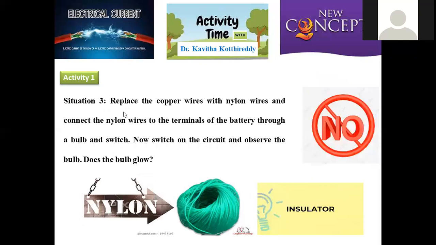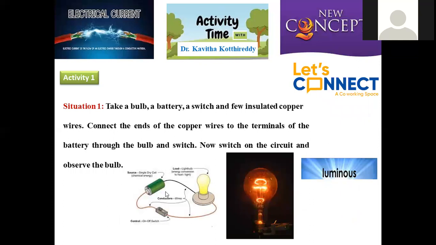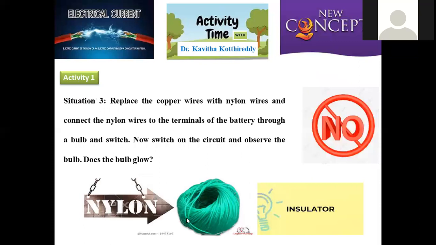So we enter the third situation in this activity number 1: replace the copper wire with a nylon wire. It is the same activity we performed here, taking a battery and a copper wire, with the switchboard inserted in between, and both terminals connected with the electrical bulb. In this condition, the copper wire is now replaced with a nylon strip. See, here, replacing the copper wire with the nylon wire, they connect the nylon wires to the terminals of the battery through the bulb and switch.